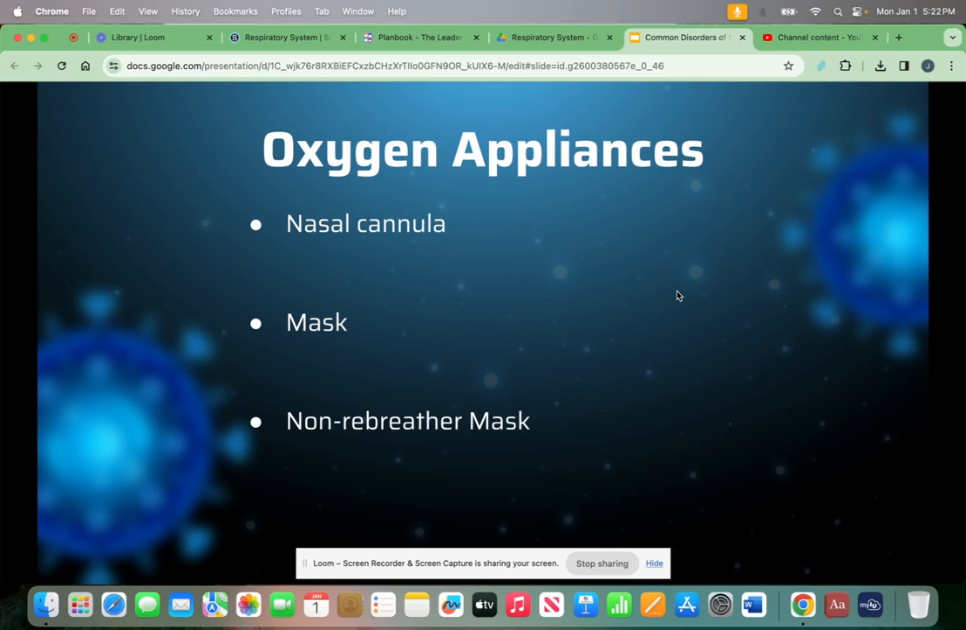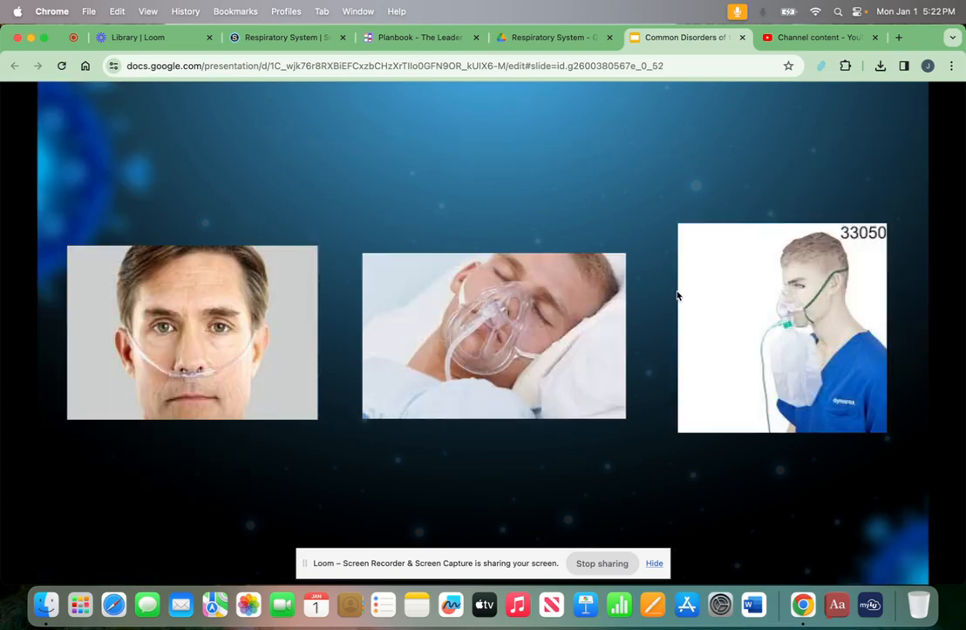With nasal cannula, if it's anything greater than 3 liters, you need to make sure it's humidified so that the nasal passages don't dry out. If it's greater than 6 liters, you put on a mask, and a non-rebreather goes up to 15 liters. Then here's a picture. You see the gentleman with the nasal cannula. The middle picture shows an oxy mask, and then the last picture shows a non-rebreather.